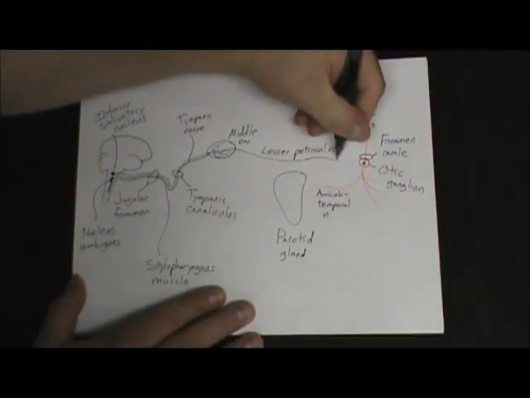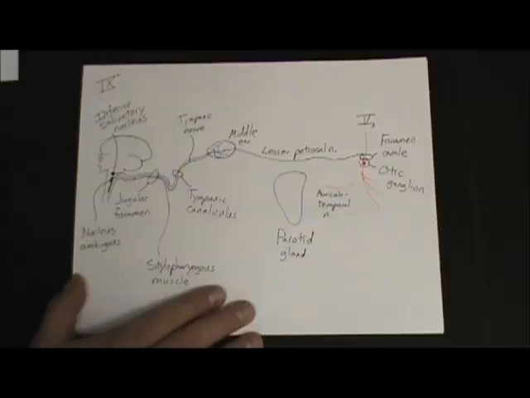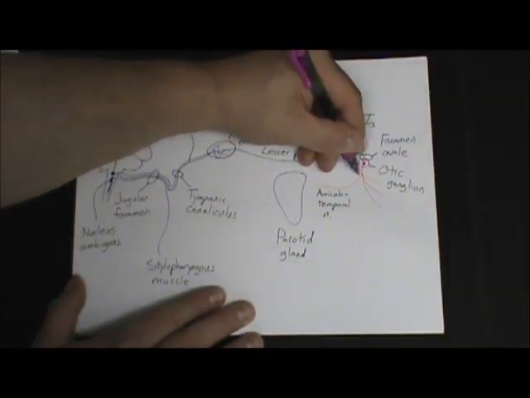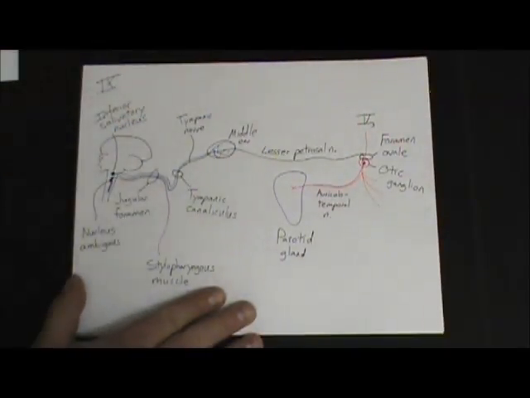So the lesser petrosal travels through the foramen ovale, gets to its ganglion right there, and the otic ganglion does something very sensible and very nice for the rest of us. It just travels on the auriculotemporal nerve close to the parotid and gets to the parotid, innervates it.